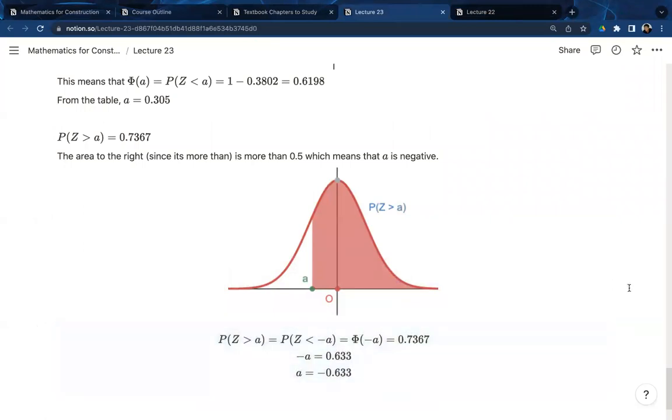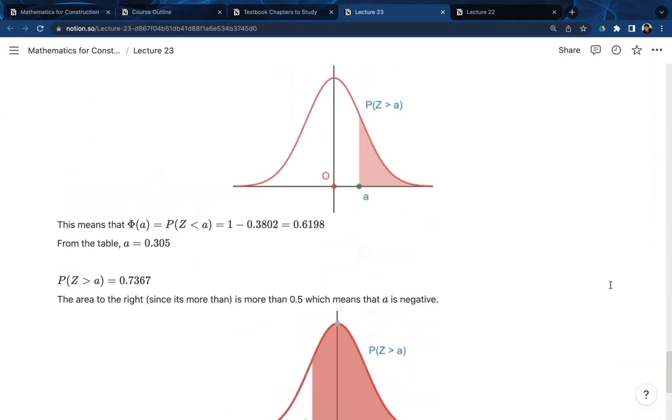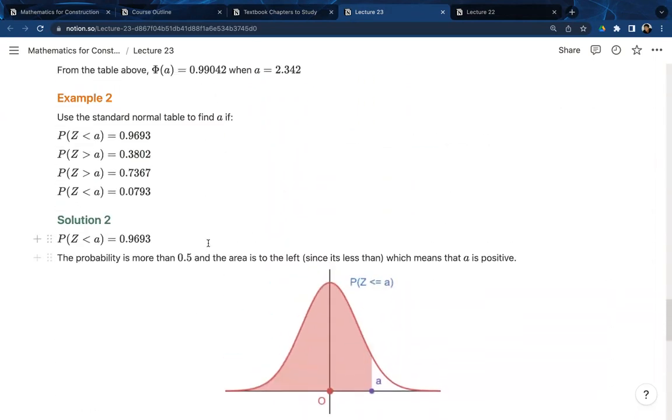So A has to be negative, which makes sense. That's what we concluded up here. So we know A is negative, and we found it using the symmetry of the curve, as well as where you think it would lie. Okay, hope you all understand that there. What about this one?